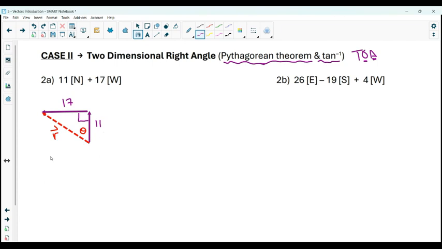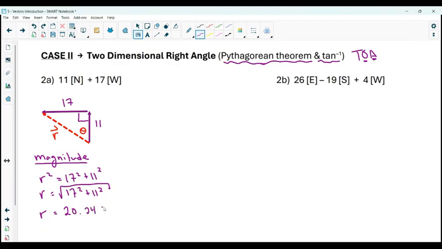Okay. So first of all, let's do the magnitude, right? Let's figure out the magnitude. I'm just going to need the Pythagorean theorem for this. So I'll say, okay, Pythagorean theorem tells me the hypotenuse squared is equal to the two other sides squared. So r squared equals 17 squared plus 11 squared. And I want to know the magnitude of r, so I'm going to take the square root of both sides. That means r is the square root of 17 squared plus 11 squared. That's the square root of 490. So the square root of 490 is 20.24847. I'm going to put in a lot of decimals there.